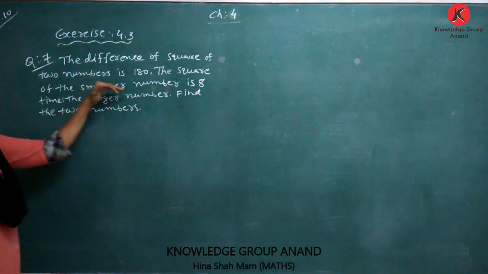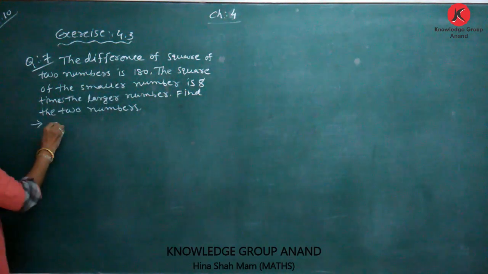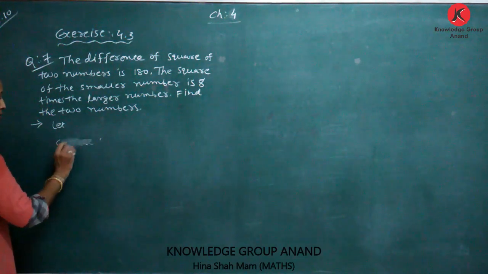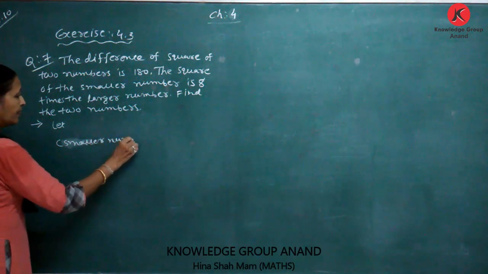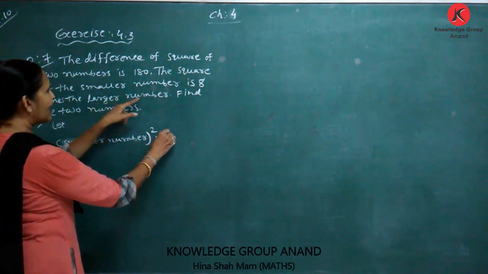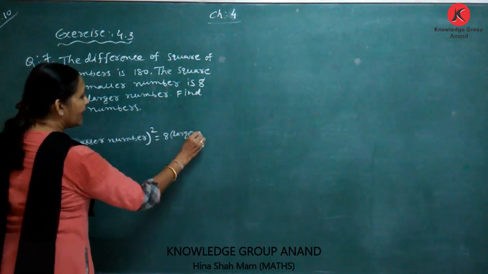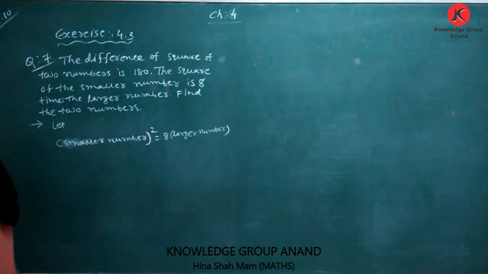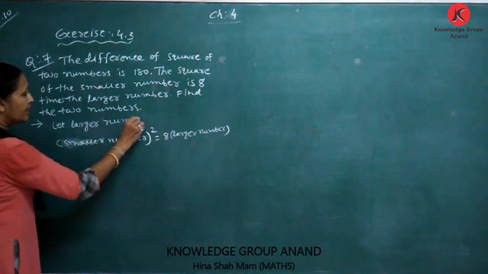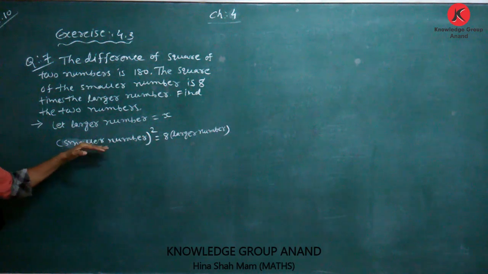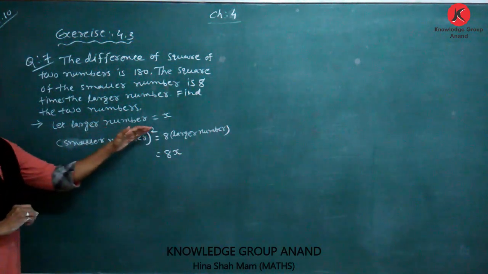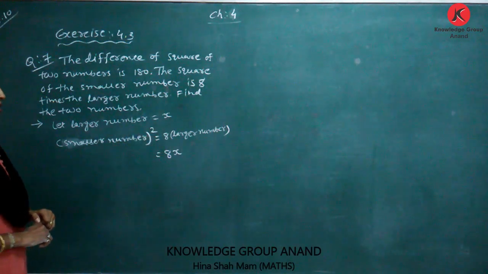Here, the square of the smaller number. First we write the condition. Square of the smaller number is 8 times the larger number. Let the larger number be x. Then the smaller number squared is equal to 8x.